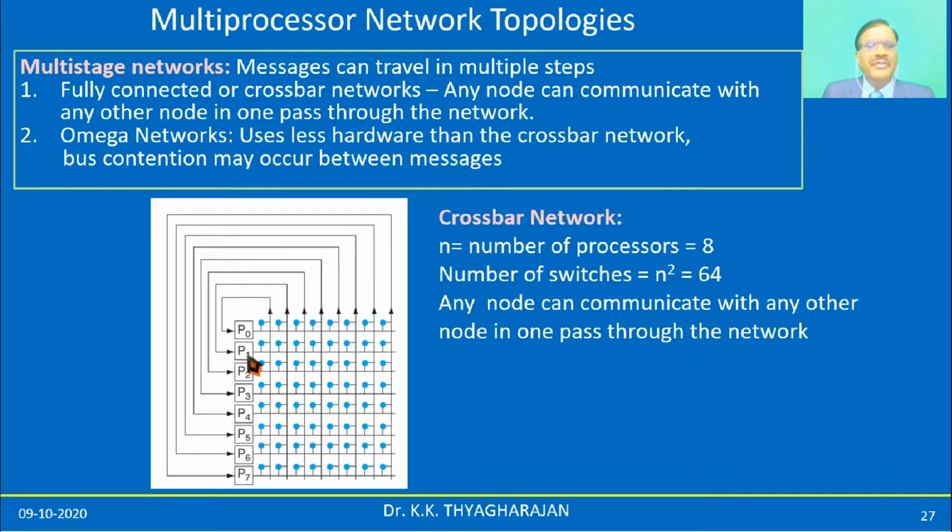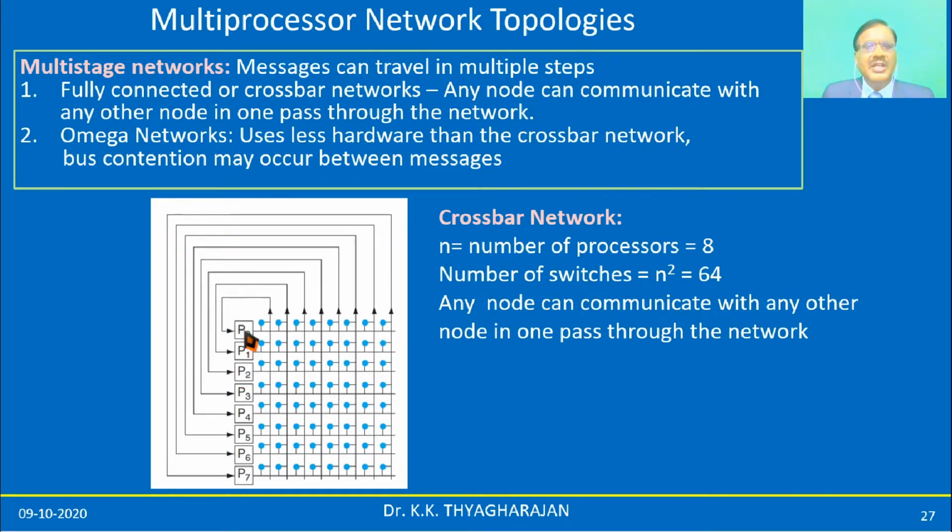For example, if P1 wants to communicate with P0, it will transmit the data in this row, and if this switch is closed, it will pass through this line and it will reach P0. Similarly, if P0 wants to communicate with P2, that is here, then this switch should be closed. The third switch in the first row should be closed. In that case, the message will pass like this and it will reach P2.